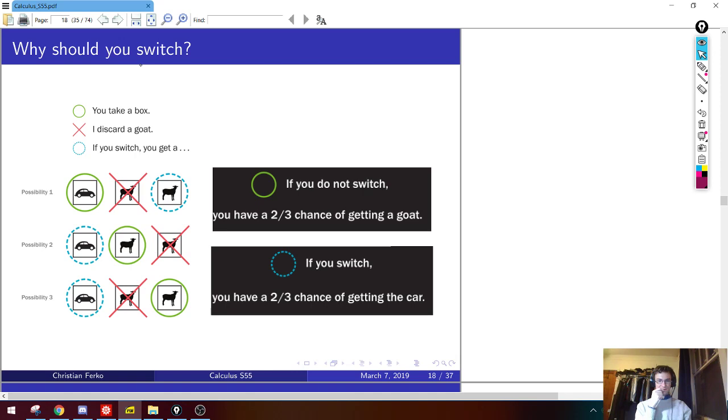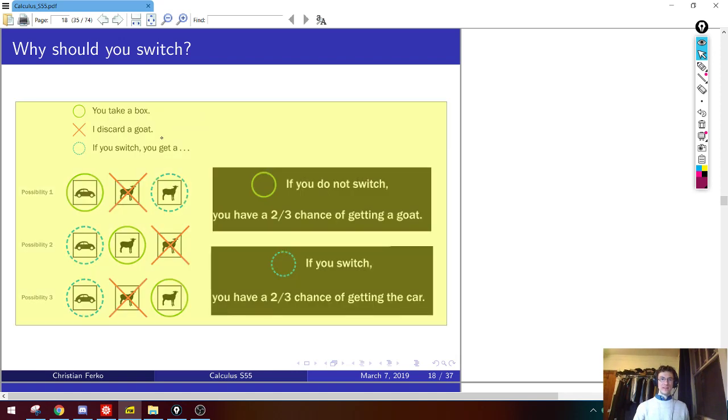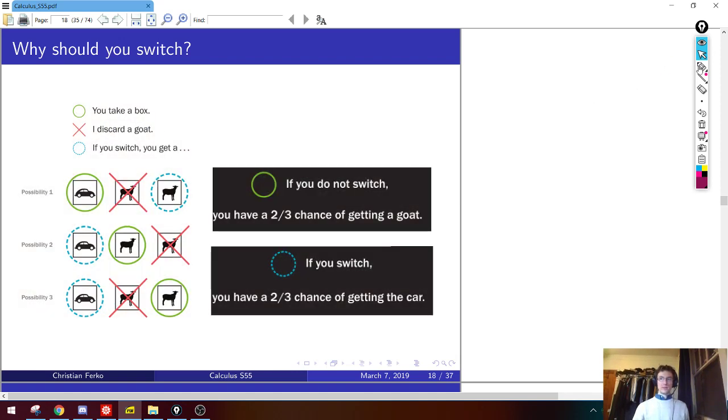It makes sense, but I don't want it to. Yeah, it's bad for our brains. It's very counterintuitive. The thing that you have to get your brain over is the fact that the host knows which, okay.